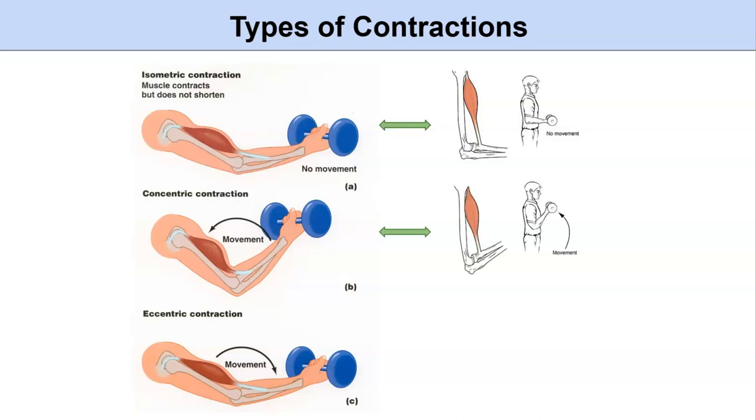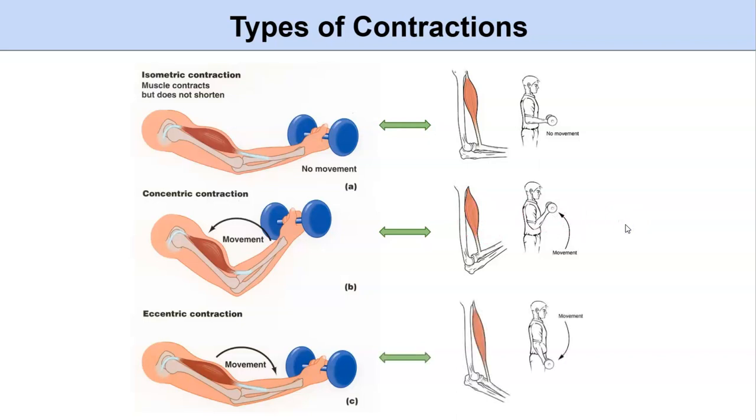Concentric contraction is a contraction while shortening. So how do we shorten the bicep brachii? You bring the insertion closer to the origin. And how do I do that? I bring the forearm closer to the shoulder. So when I bring the dumbbell up, it's a concentric contraction because I'm shortening the muscle while contracting.